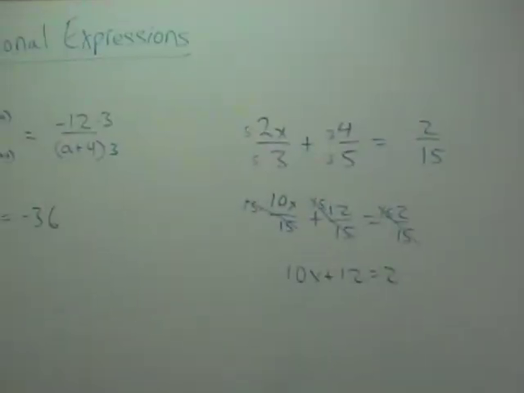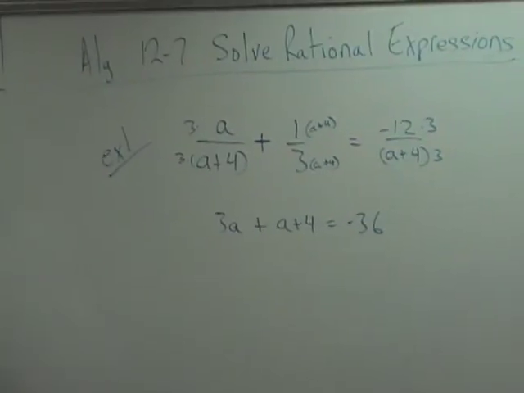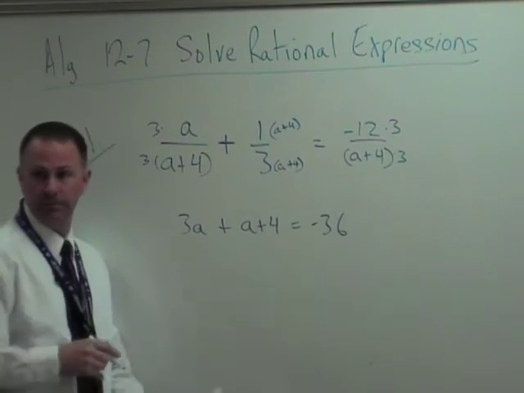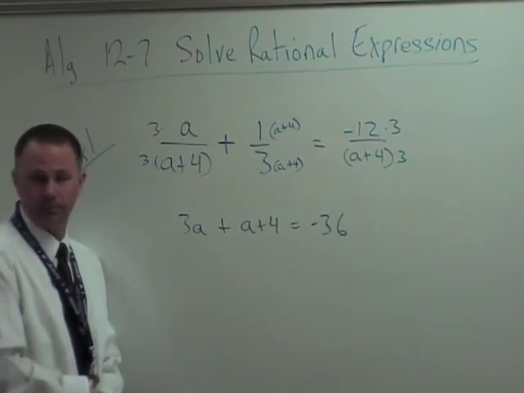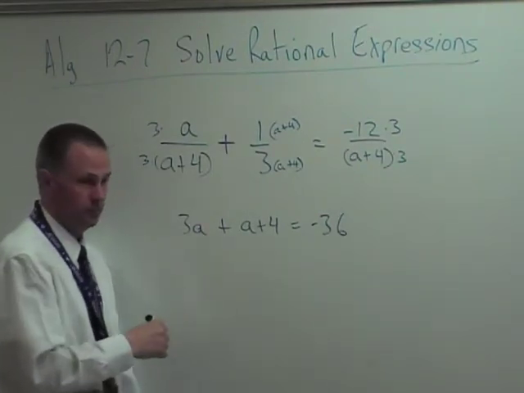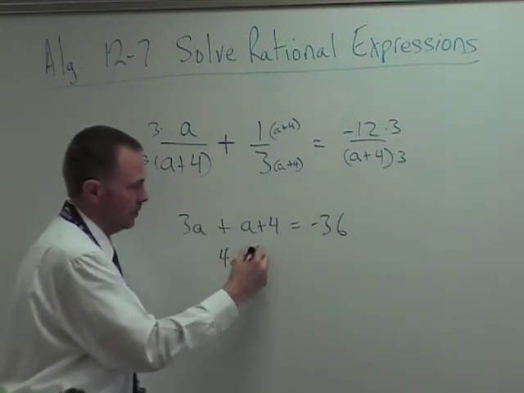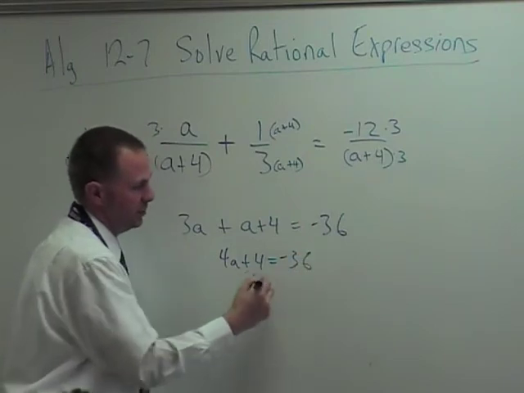Alright, now finish it. This is 4a plus 4 equals negative 36. Subtract the 4.